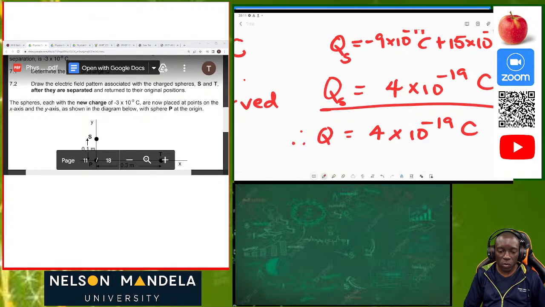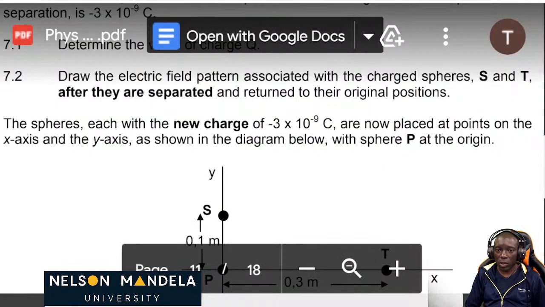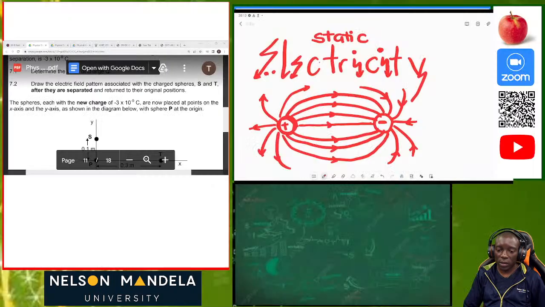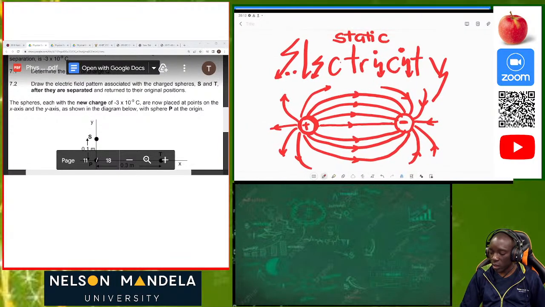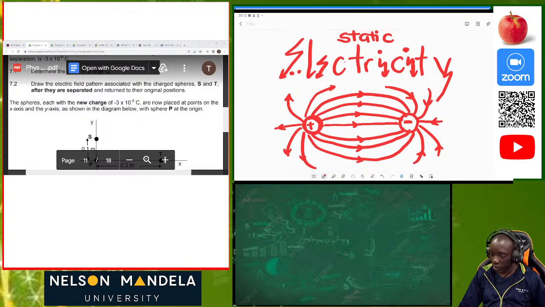Okay, part 7.2. Let's see that one closely. It says draw the electric field pattern associated with the charged spheres S and T after they are separated and returned to their original positions. So both S and T now carry the same kind of charge. What I was showing initially here is the field pattern between unlike charges. But for this question, we are required to represent the field pattern for like charges. So this is what I had before at the start of the session.